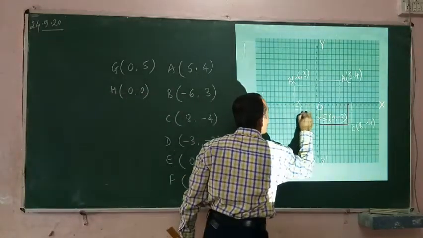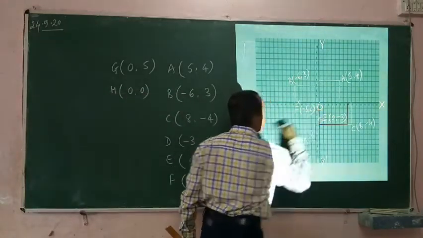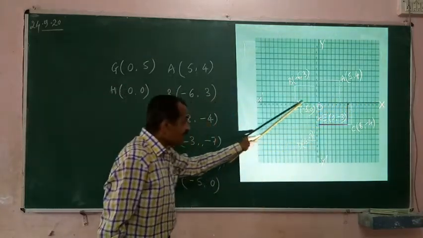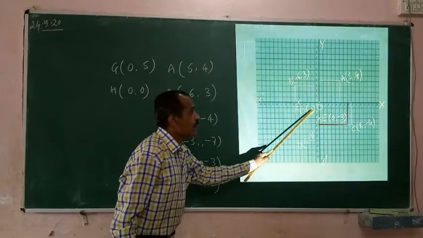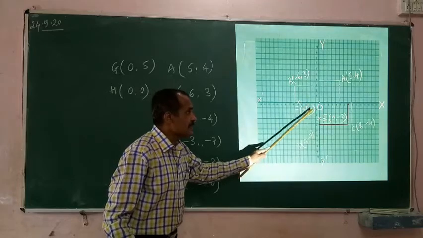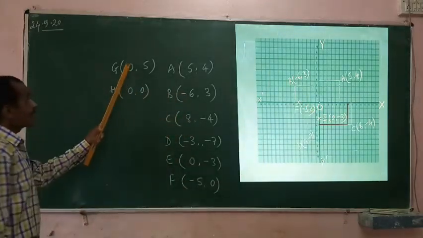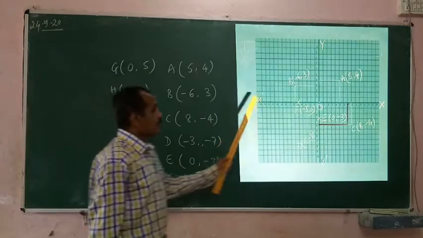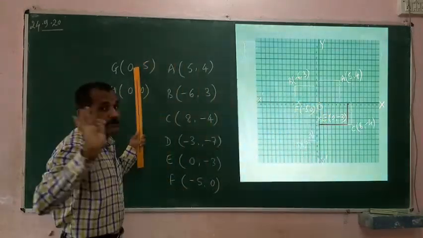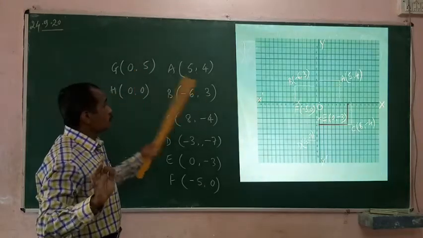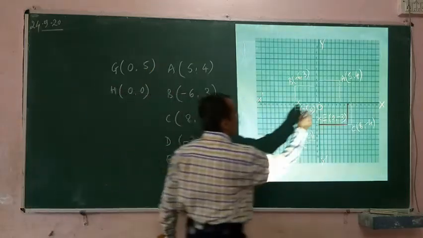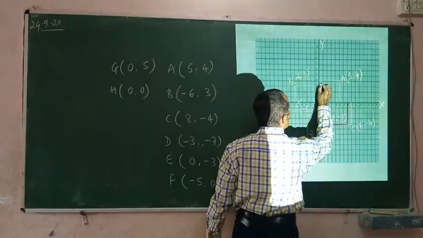F minus 5, 0. Again I am repeating the same sentence: when the point is on the x-axis, its y coordinate is 0. Now 0, 5. Coming and standing here on the x-axis, 0. Nowhere I should go sideways. Either I should go up or I should come down. Where should I go? Go to 5. 1, 2, 3, 4, 5.